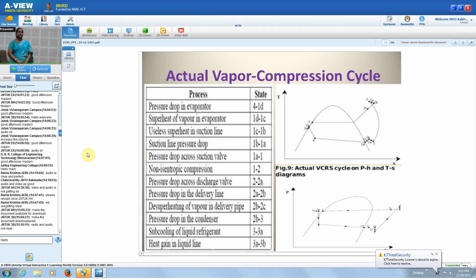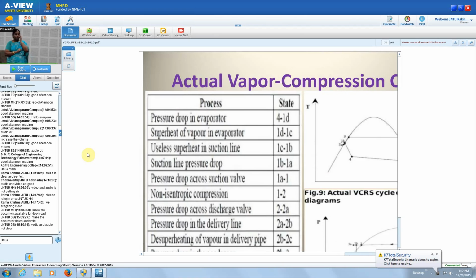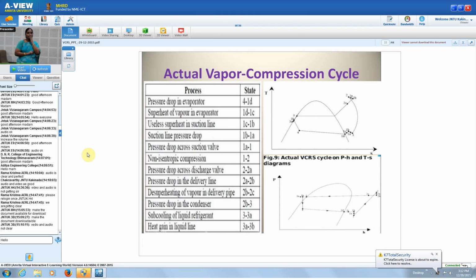So at the suction of the compressor, always the refrigerant will be in the superheated condition. Why is it coming in superheated condition? You can see, starting from 4 to 1D, there is some pressure drop while taking the refrigerating effect or the cooling effect required in the evaporator. So pressure is also not constant during the heat abstraction.